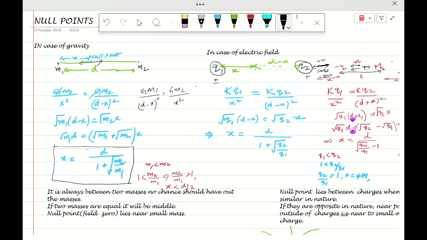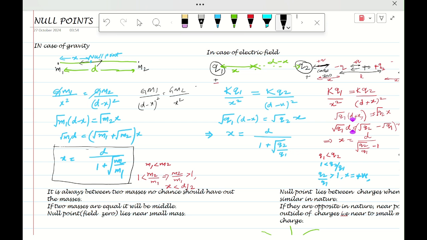So the x value will become d by 1 plus something greater than 1, that can be 1.5, 1.7, 1.6 or 2, 3 like that. Then the x value will be less than d by 2. Here I have taken x from m1, therefore less than d by 2 means it comes nearer to m1. I hope you understand this.